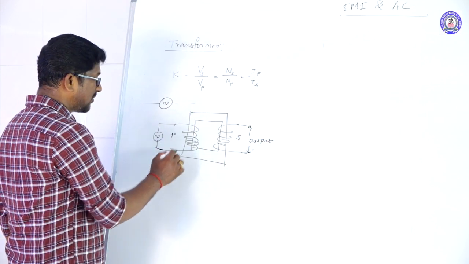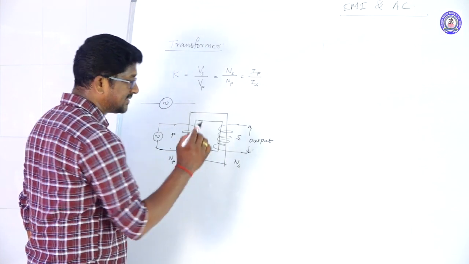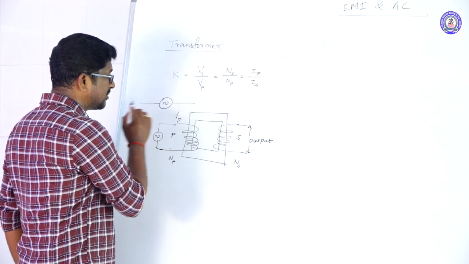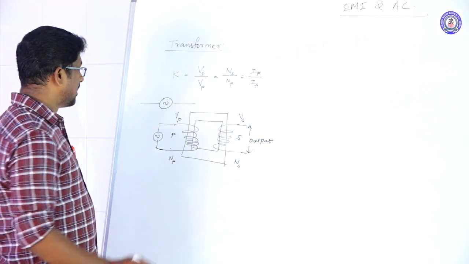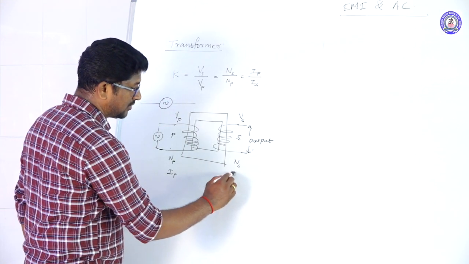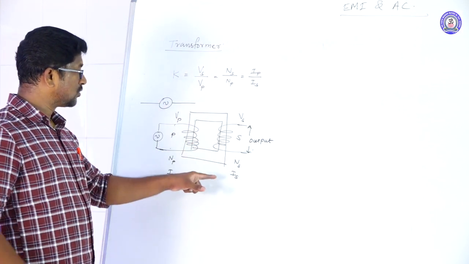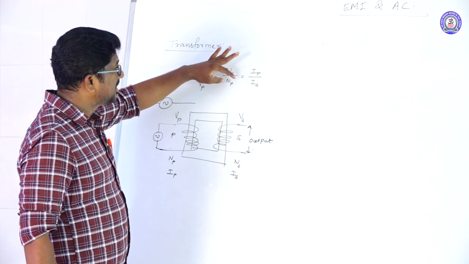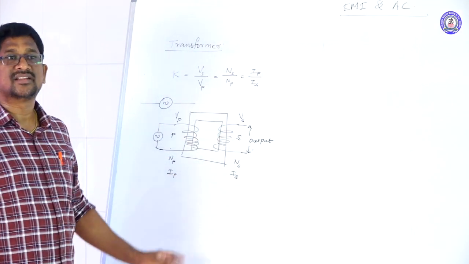Suppose the number of turns in the primary coil is Np, and the number of turns in the secondary coil is Ns. The voltage in the primary coil is represented by Vp, and the voltage in the secondary coil by Vs. The current flowing through the primary coil is Ip, and the current through the secondary coil is Is. So the relation between all these physical quantities is K equal to Vs divided by Vp, which is equal to Ns divided by Np, which is equal to Ip divided by Is. So this is the transformer ratio or turns ratio condition.